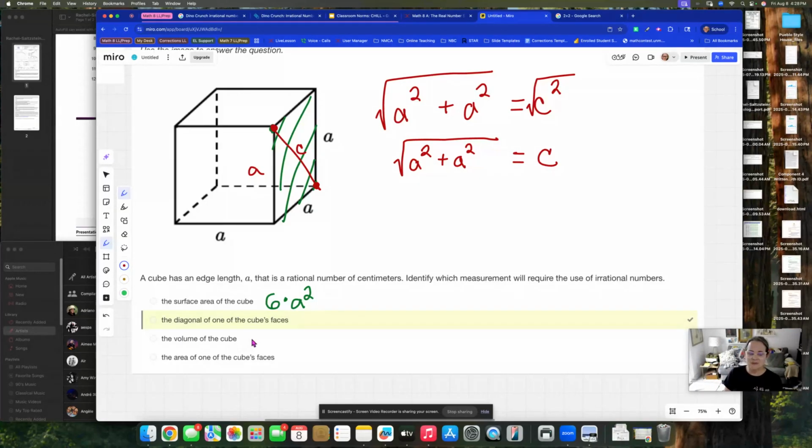Okay, the volume would be a times a times a. The area of one of the cube faces would be a to the second power. Okay, so this one's a freebie for you. The answer is diagonal of one of the cube's faces. A little preview for you of something we're going to learn later. All right.